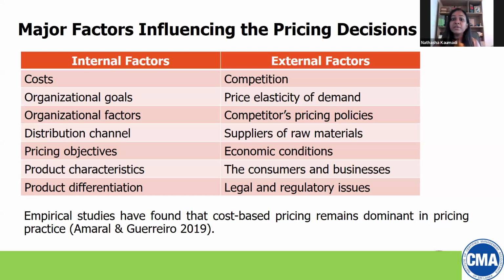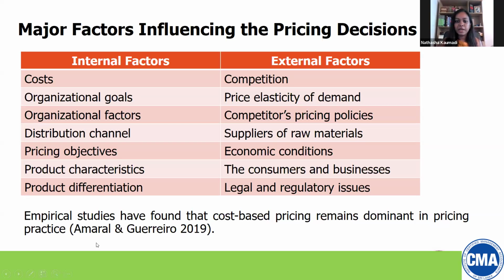And legal and regulatory issues. Sometimes there are maximum prices set for, let's say, rice and all. There are maximum prices set for some products. So when you are deciding the prices of those kinds of products, you have to be careful. What are the legal and regulated things, right? So likewise, you have so many factors affecting your pricing decision.